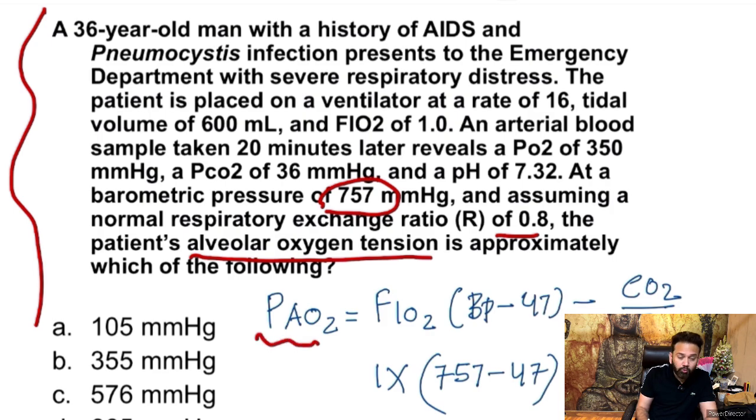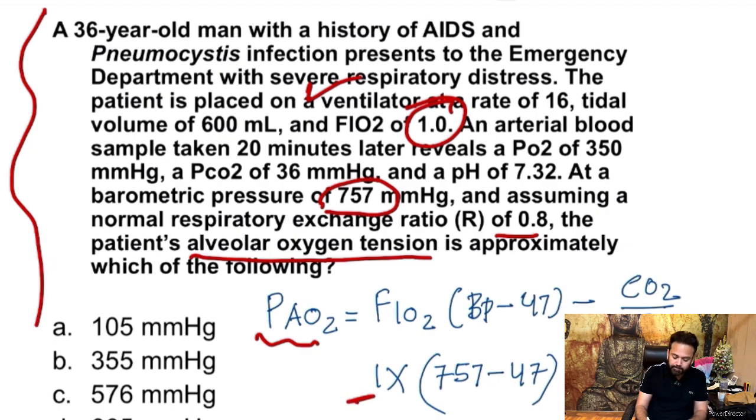PAO2 is equal to FiO2 into barometric minus 47 minus CO2 per RQ. FiO2 they have given to be 1. It might be 100% oxygen. In the atmosphere it is 21%. So if nothing is given, take 21%, but he is on ventilator. So now there is a liberty of the questioner; they can give you 100%, which is 1, or 50%, but normally it is 21% or 0.21. But if someone is on ventilator, it is at the liberty of the doctor.